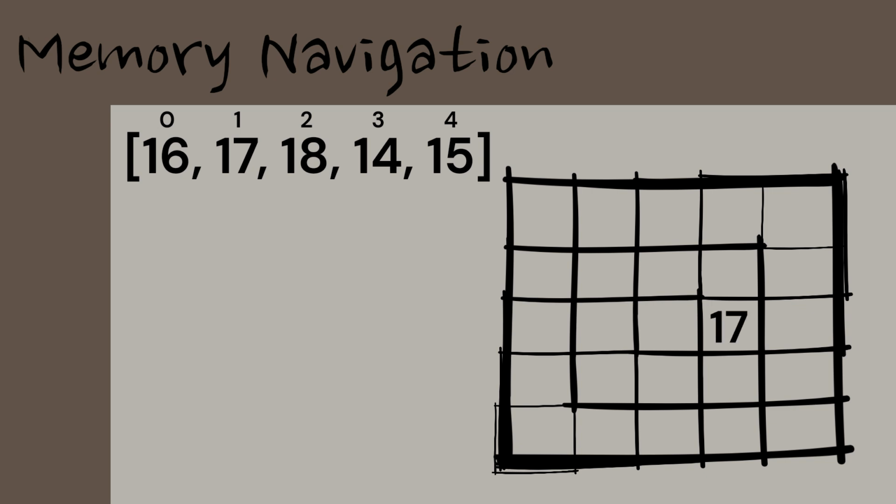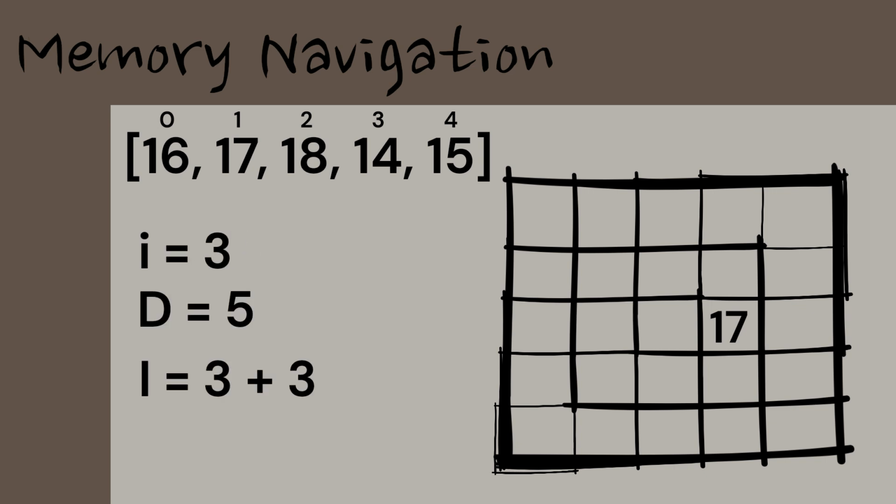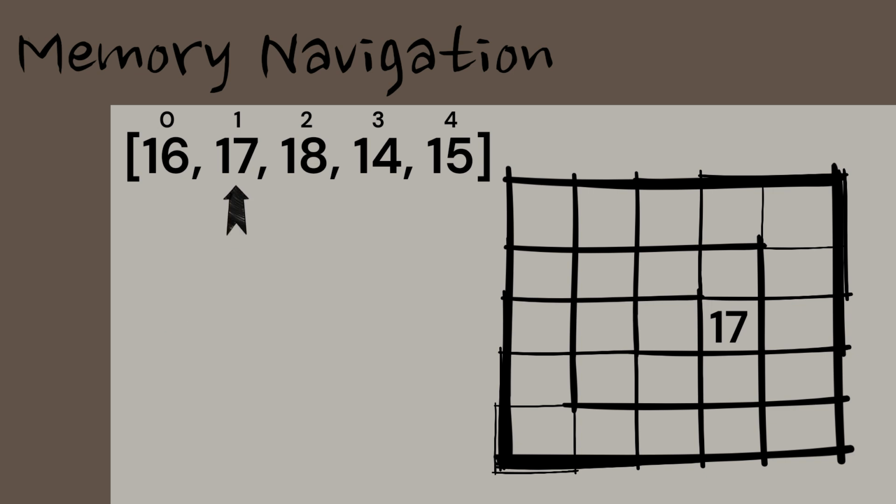If we wanted chunk 17, our index would be 17 minus 14, which would be 3. Then we'd take 3 plus our starting index, 3, which would give us 6. And then we'd do 6 modulo 5, that would give us 1. That would be our next index.